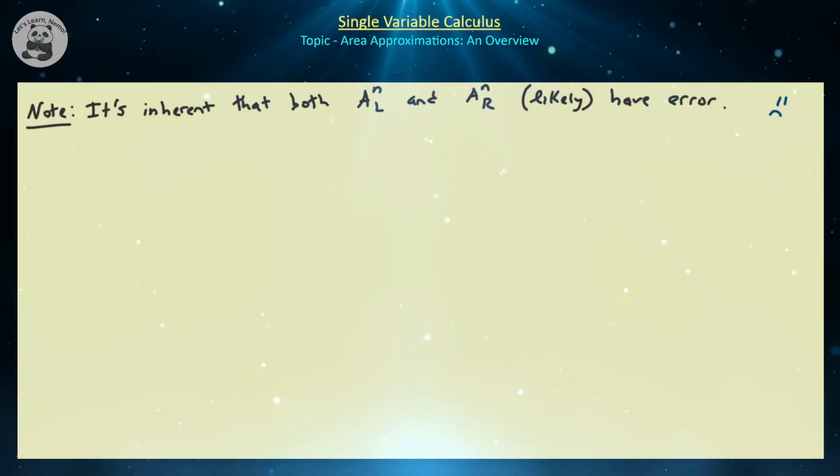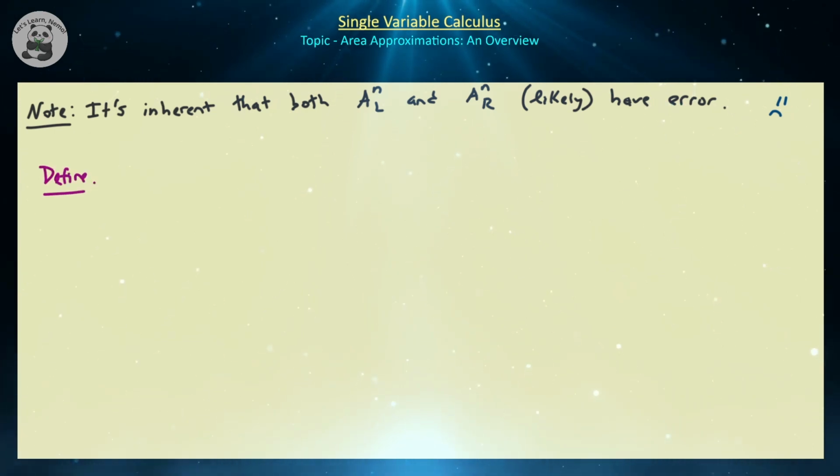From our construction of left endpoint and right endpoint rectangle approximations, it's inherent that both will likely have error, although it's possible that they could be exact, but probably only by chance or for some very nicely behaved functions like constant functions. You can always approximate smooth functions with constants, but usually they're not constant alone. So let's see if we can talk about the error that each of these approximations inherently has.